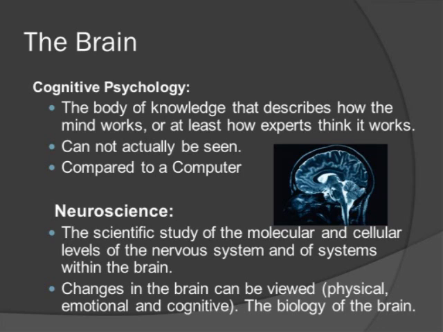Now, neuroscience, on the other hand, not to be confused with cognitive psychology, is the scientific study of the molecular and cellular levels of the nervous system and of systems within the brain. Changes in the brain can be viewed as physical, emotional, and cognitive. It is, in essence, the biology of the brain.